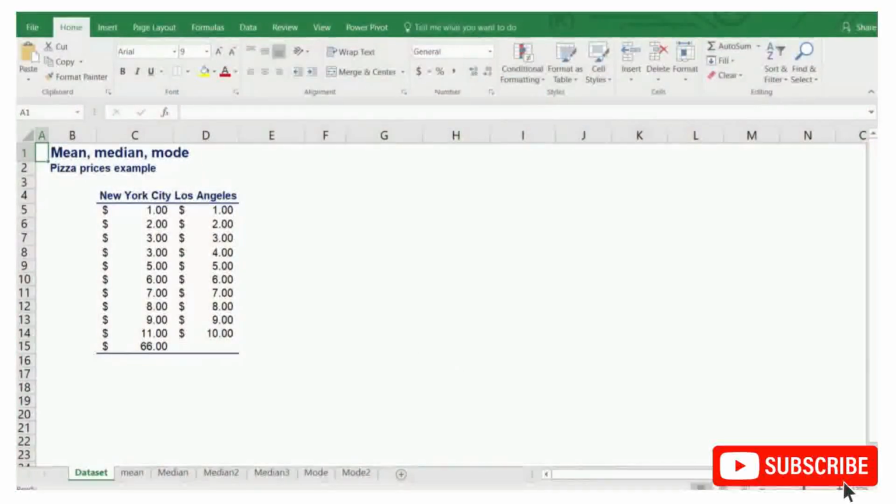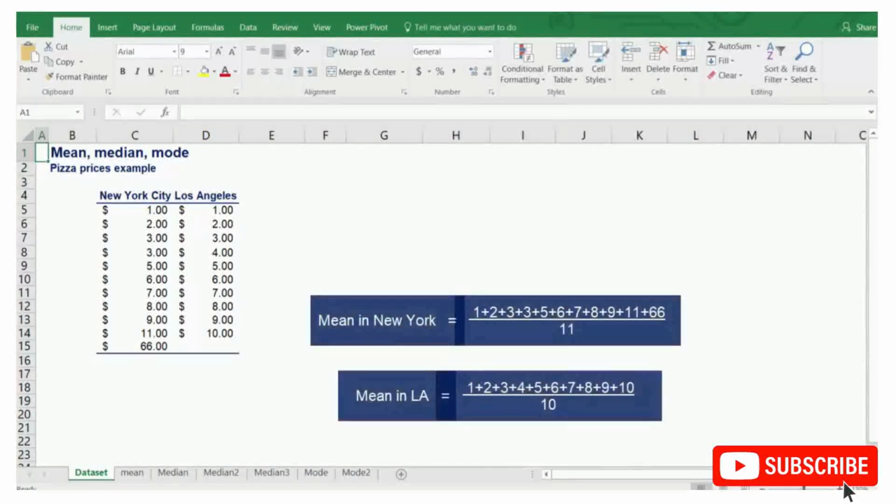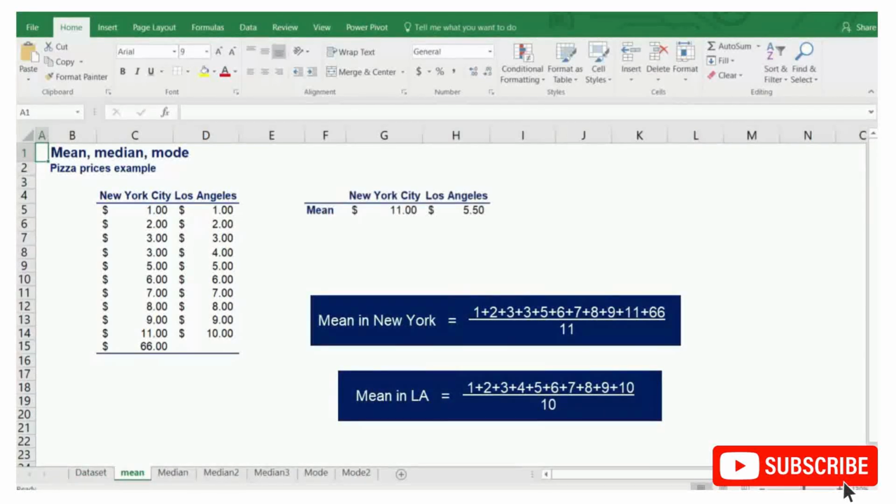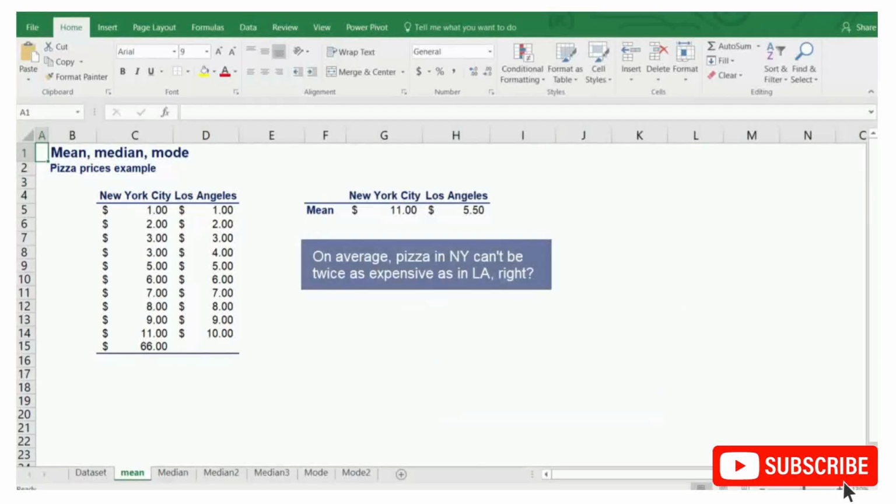Let's compare these two datasets. These are the prices of pizza at 11 different locations in New York City and 10 different locations in LA. Let's calculate the means of the two datasets using the formula. For the mean in NYC, we get $11, whereas for LA, just $5.5. On average, pizza in New York can't be twice as expensive as in LA, right?